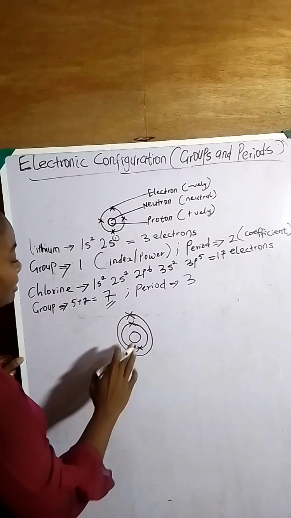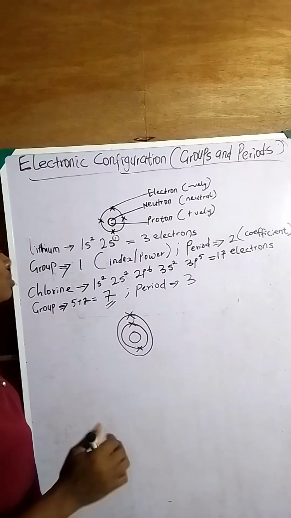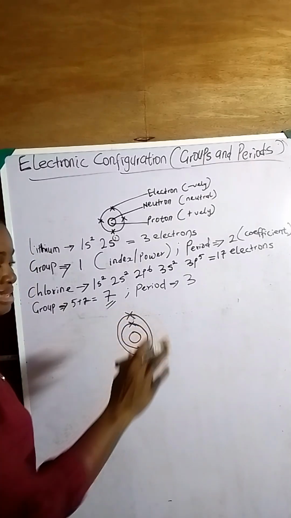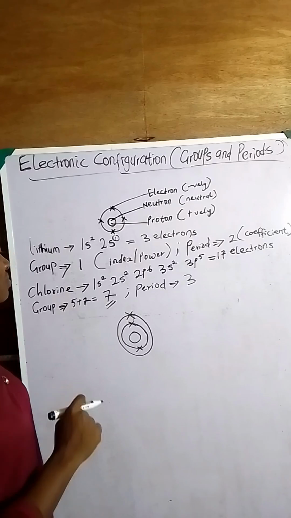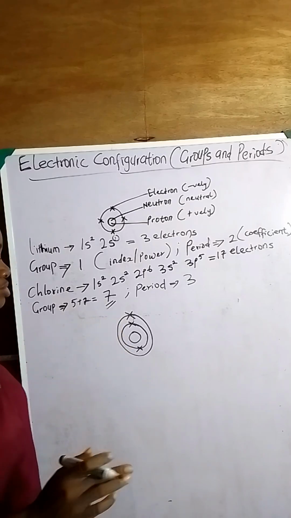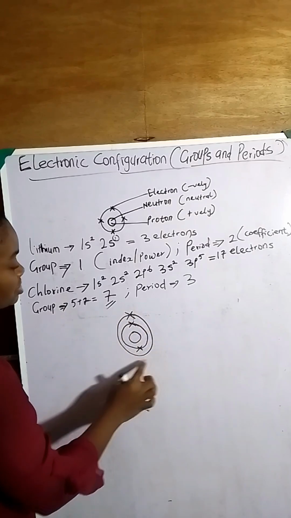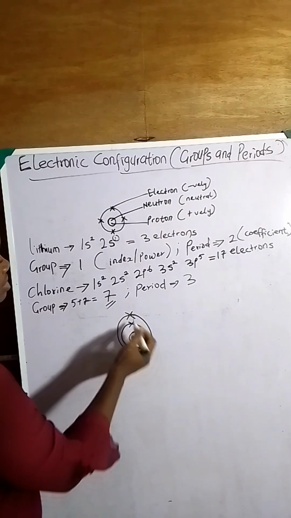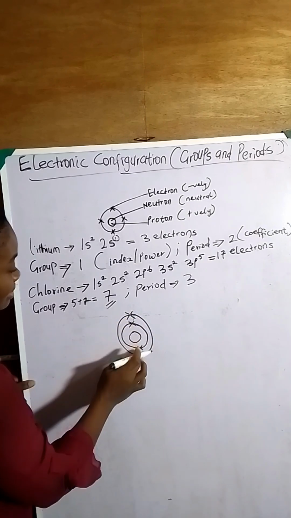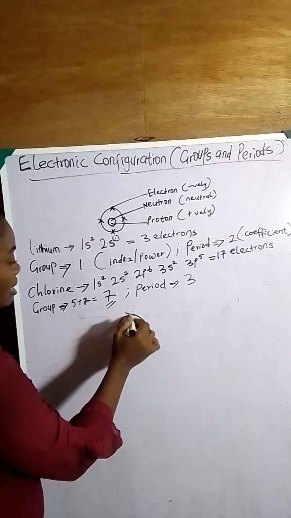Now, looking at this thing, we will say that the number of shell shows you the number of period, whereas the number of electron at the outermost shell will give you the number of what? Group. Will give you the group to which the element belongs. What do I mean? How many electrons are in the outermost shell of this element? It's only one electron. This one. These ones are inside. Now, this one is the outermost. What is the valence electron?